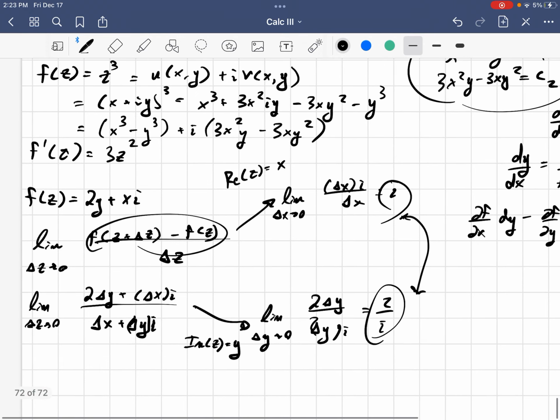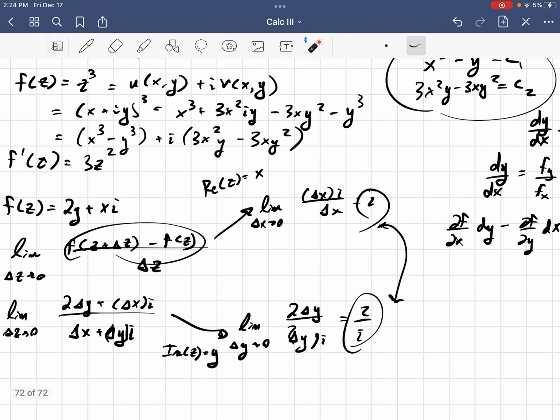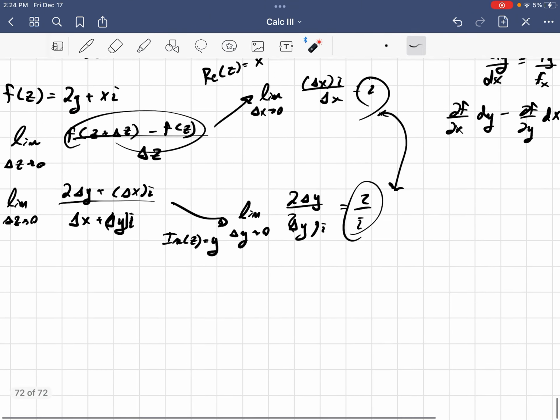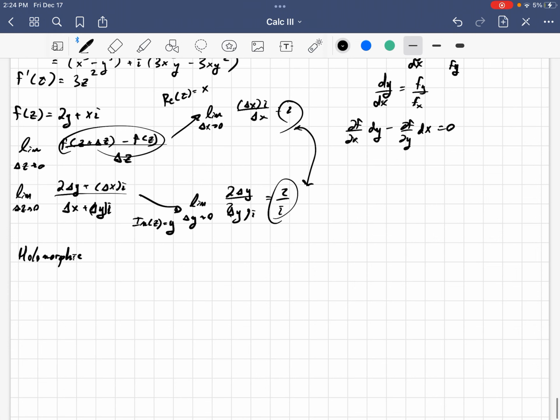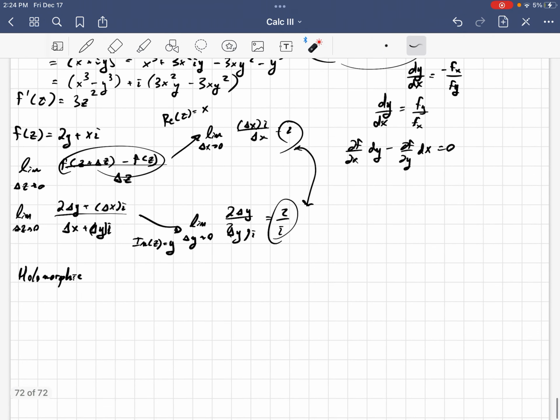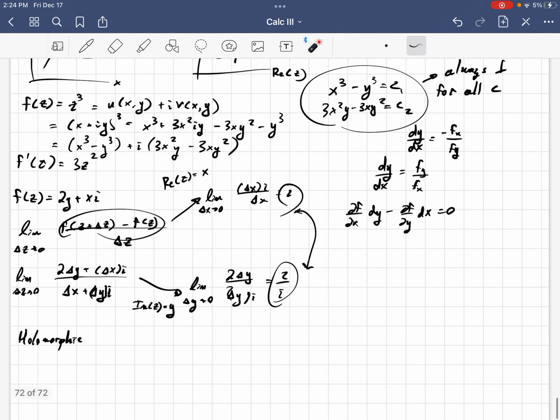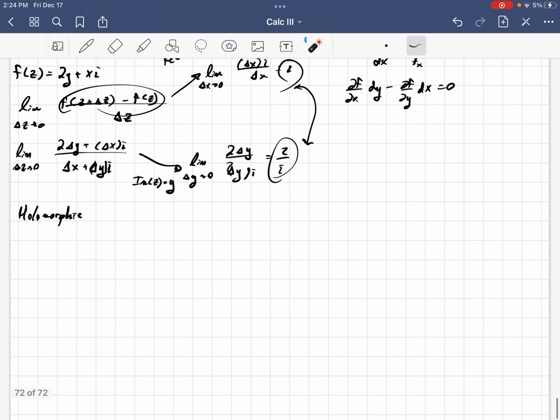And so now the big question is, what is so special about f of z equals z cubed? What properties does it have for it to be differentiable, or the word that we like to use is holomorphic, aka analytic? In other words, derivatives of all orders exist. In other words, you can make a Taylor series for f of z. But what makes f of z equals z cubed differentiable, but not f of z equals 2y plus xi?